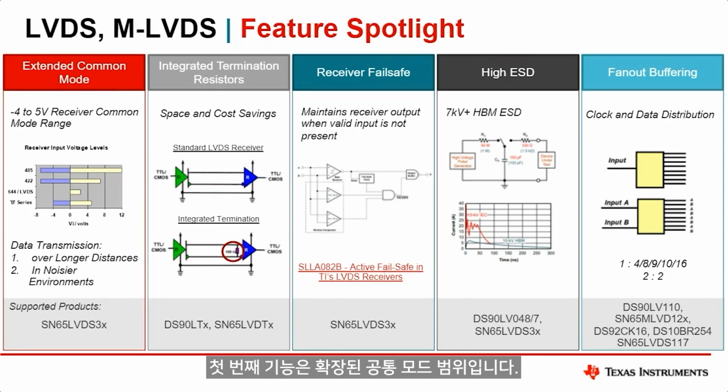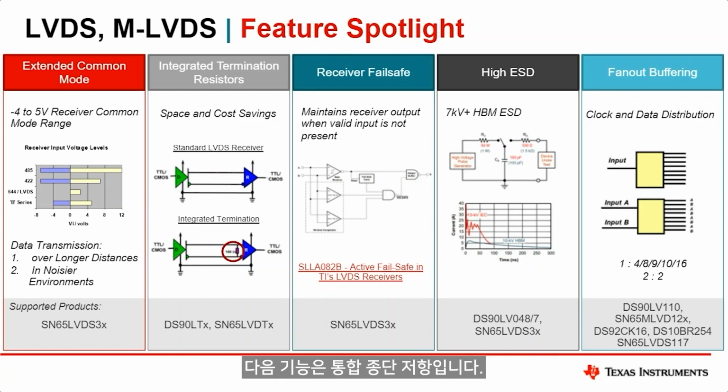The first feature is the extended common mode range. So we have a receiver family of LVDS devices that support the common mode range of -4 to 5 volts. And so RS-422 and RS-485 standards have a much wider common mode, and these extended common mode devices give the look and feel of an RS-422 and RS-485 to LVDS. And so this supports longer distance transmission, or if you're transmitting in noisier environments, this extended common mode feature will help support that.